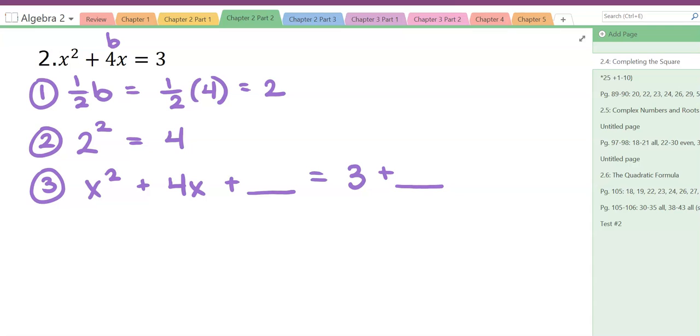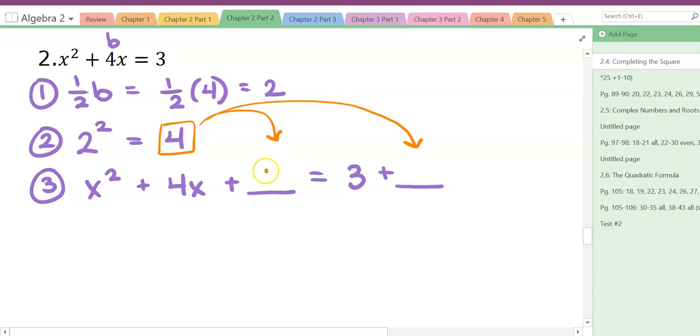Now, what number comes in here? Well, that's from up above. So from step 2, this 4 gets dropped into the blank. So you just drop a 4 down there.